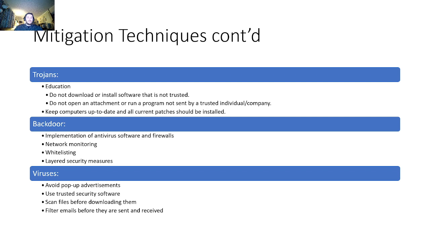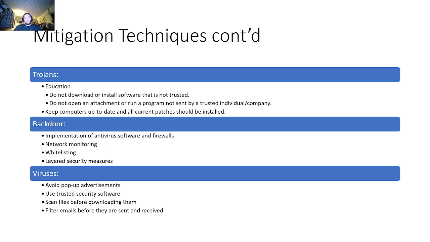Trojan horses: education is huge. Like we talked about before, do not download or install software that you have not either A, gotten approved by us, or that has been sent to you through a reputable source. Do not open an attachment or run it unless it's sent by your company or an individual within the company. And also keep your computers up to date. Current patches should be installed. And this goes not just company wide, but also on your personal ones. These mitigation techniques will help you solve any problem that you may have.